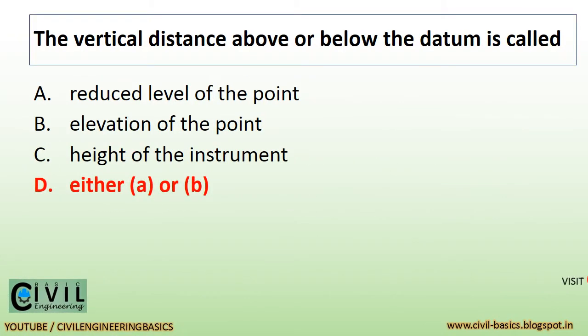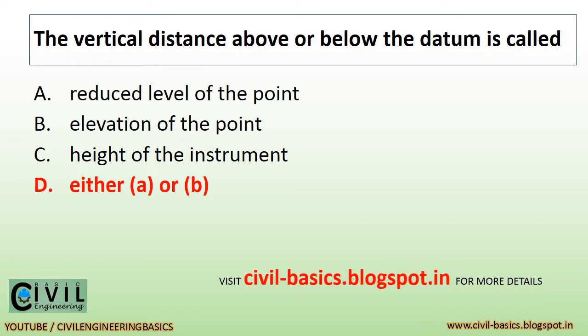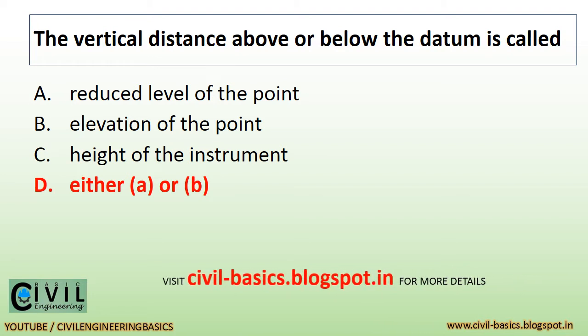The vertical distance above or below the datum is called reduced level of the point or elevation of the point.